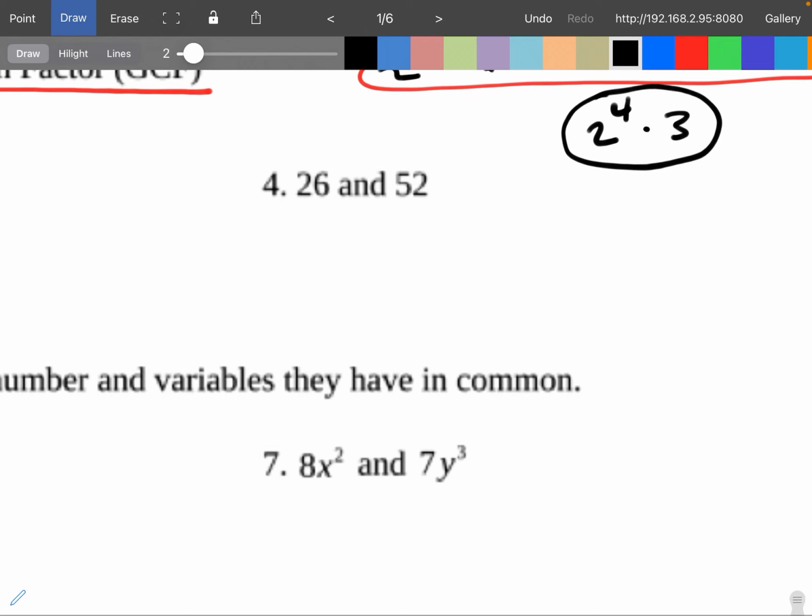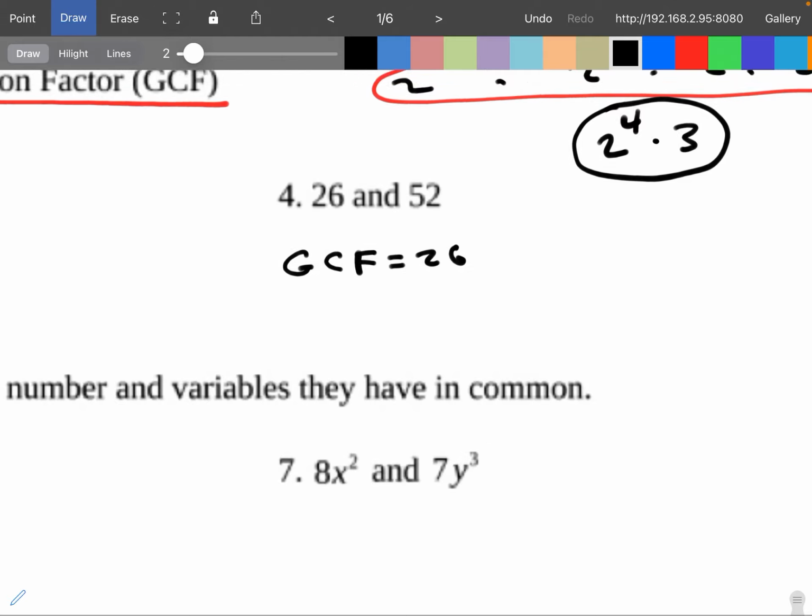And then number 4? 13. Yeah, actually 26. 26 divides evenly into both of them, right? 26 divides into itself once, and 26 goes into 52 twice. So this one, the greatest common factor is 26.